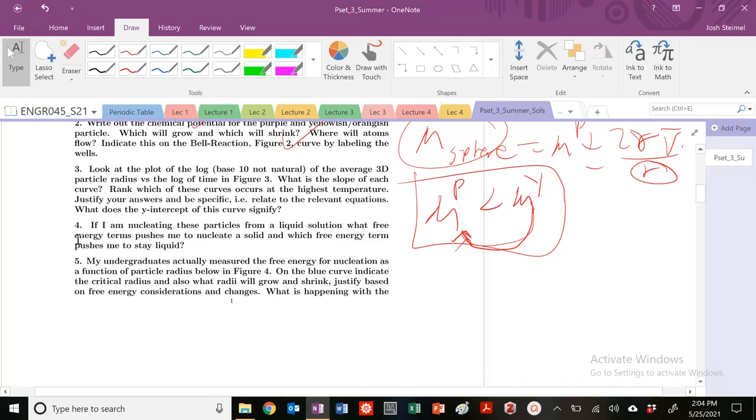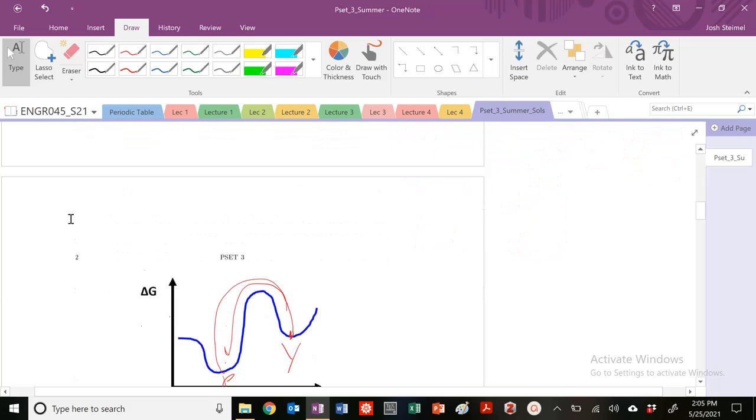Look at the plot of the log, base 10, not natural, of the average 3D particle radius versus log of time. What is the slope of each curve? Rank which of these curves occurs at the highest temperature. Justify your answer, be specific, and relate it to relevant equations. What does the y-intercept of the curve signify?